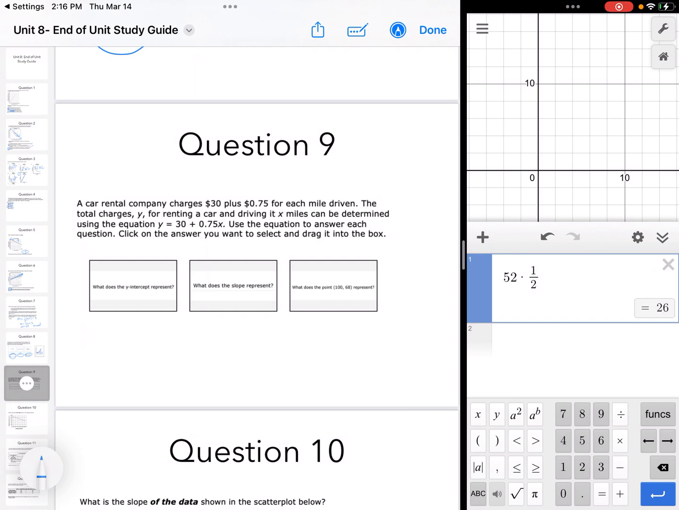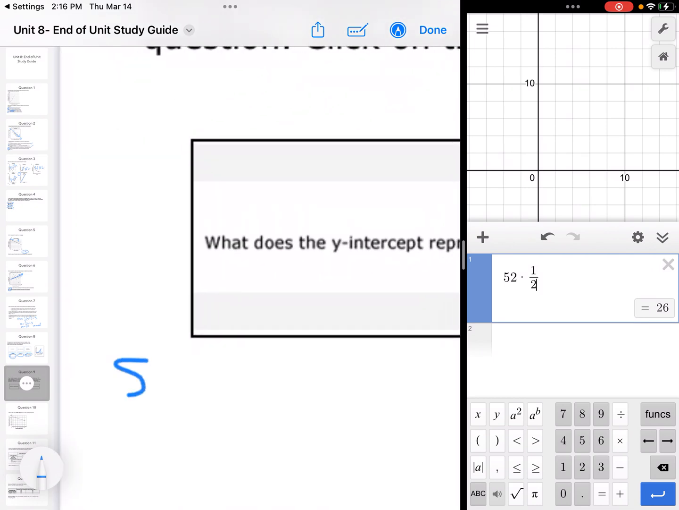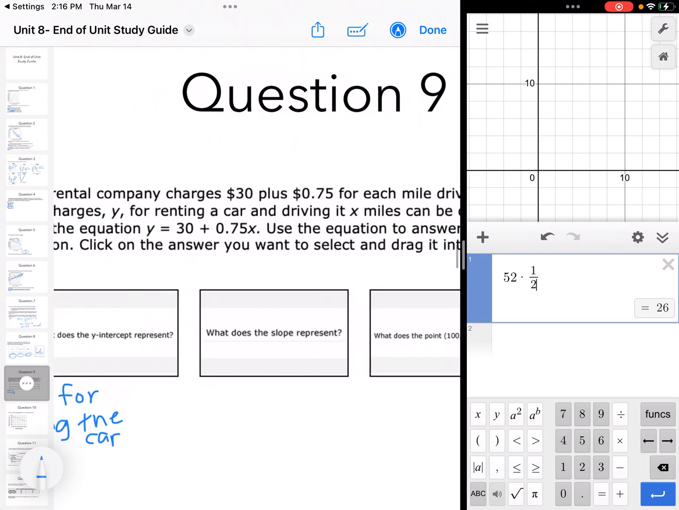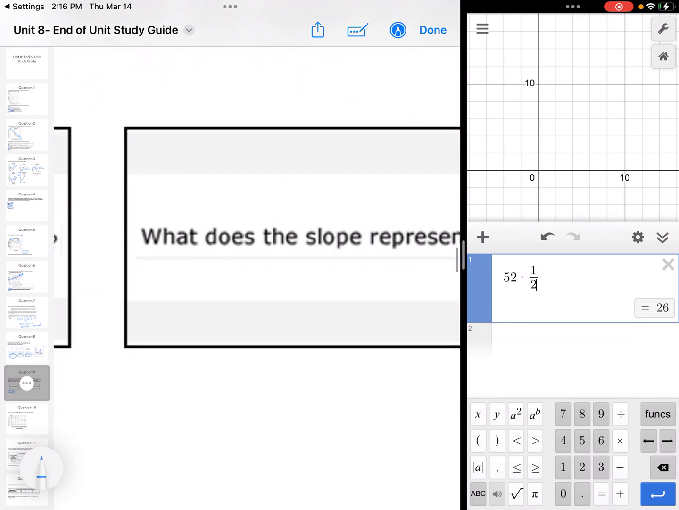So what does the y-intercept represent? The $30 the company charged. $30 for using the car. What does the slope represent? The cost per mile.